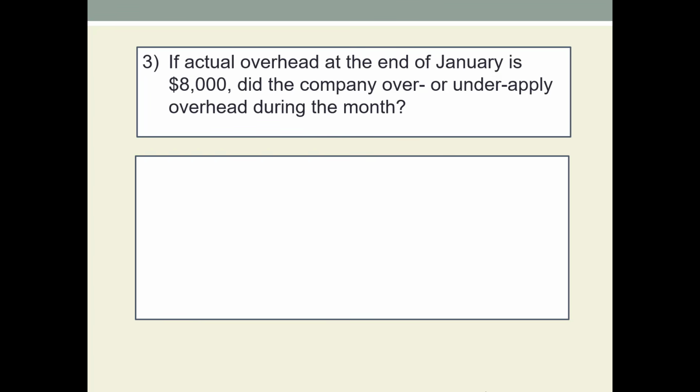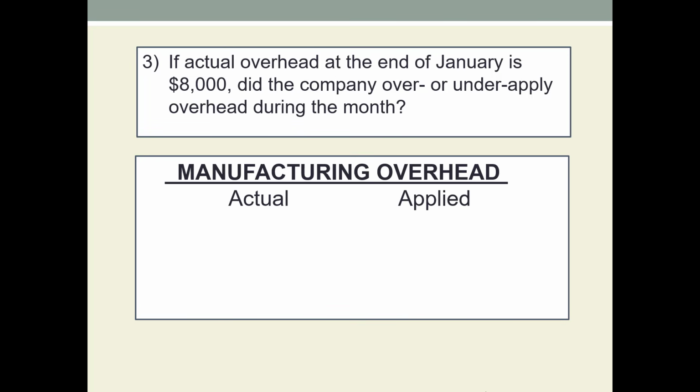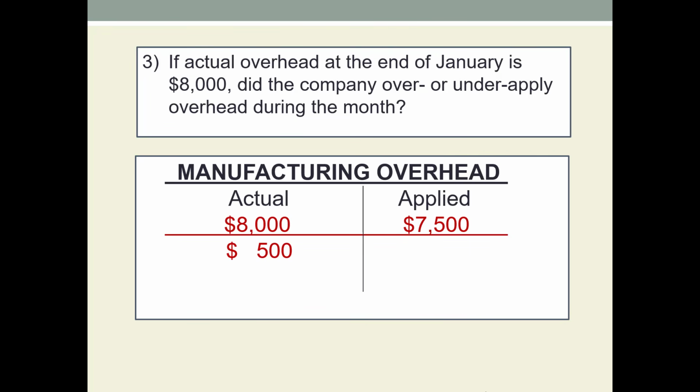The third thing we'll do, it says if actual overhead at the end of January is $8,000, did the company over or under apply overhead during the month? I'm going to set up our T account. I'll put actual overhead cost on the left side and applied overhead cost on the right side of the account. We see from what's given, we actually incurred $8,000 of overhead. We calculated the overhead applied to be $7,500. You can see that we have a $500 balance.